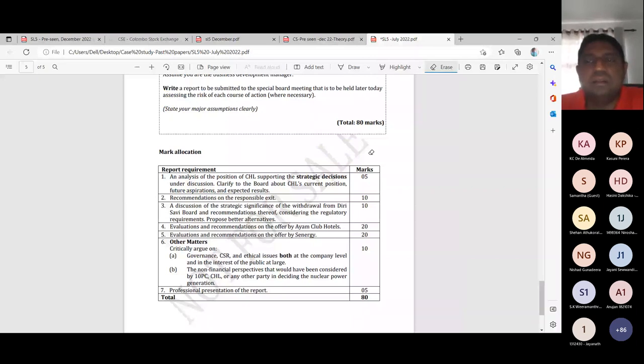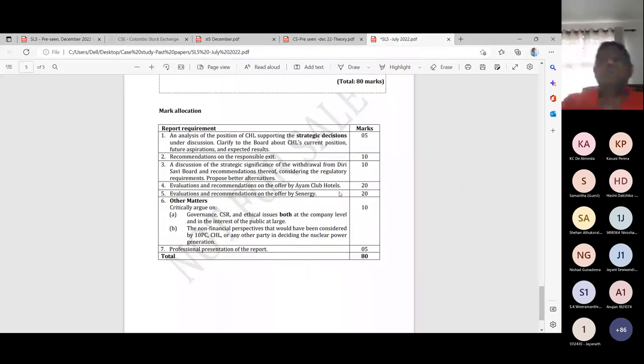If you look at this, within your report, you have to include these points. The first one is current strategic position evaluation. That normally carries 5 marks, right? So you have to look at the time allocation also. 5 marks means maximum you can take 8 to 10 minutes. If you write so much, then you will lose your time.